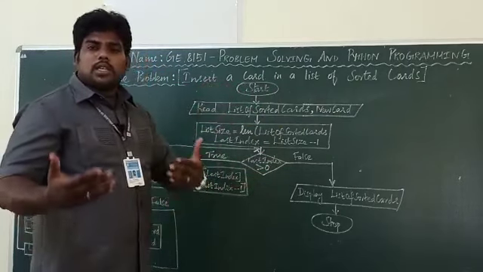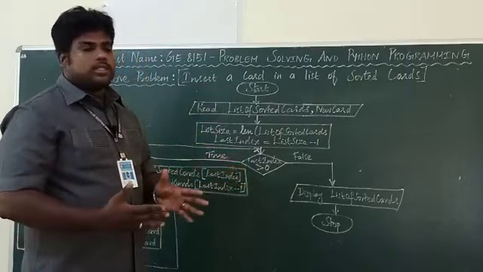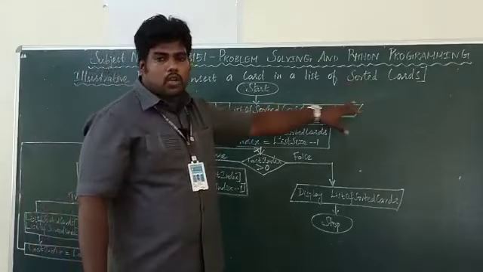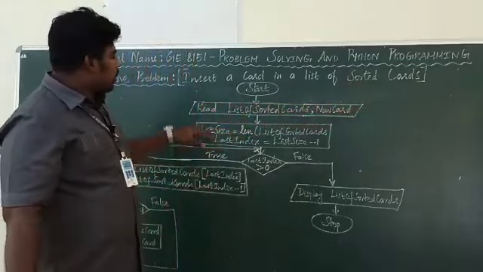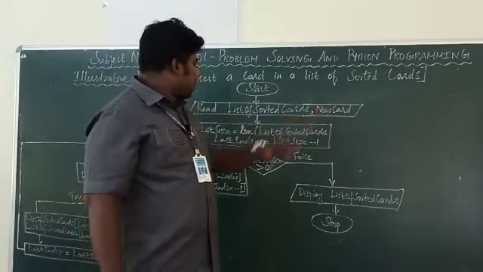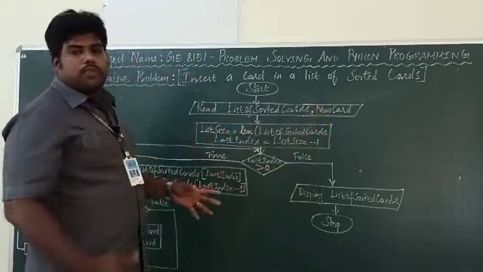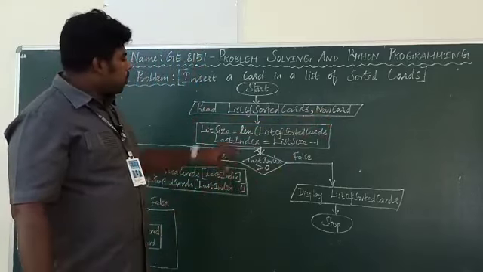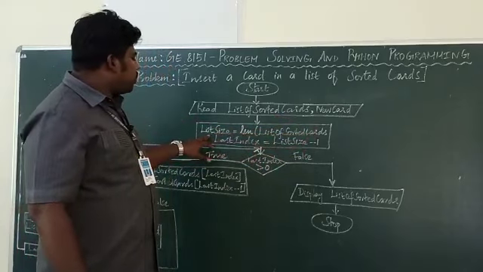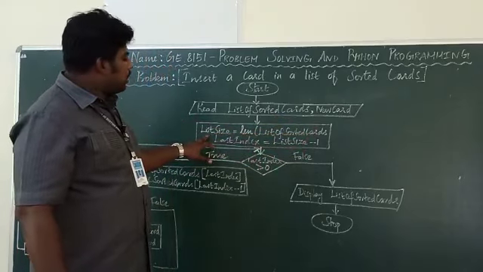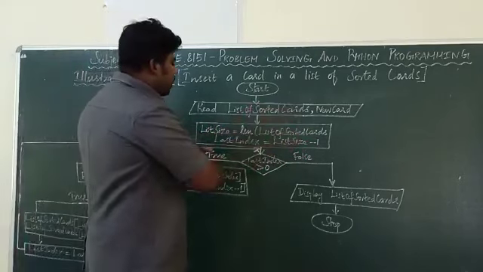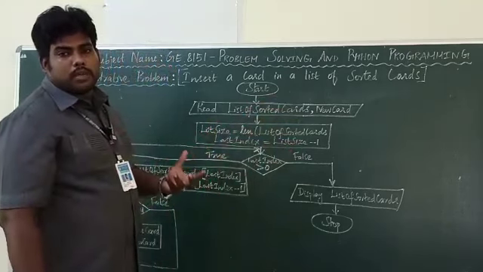You have to get the input of the list, that is the list of sorted cards as well as the new card. For that we put the parallelogram symbol, for getting the inputs. Then what's the next step? You have to find the length of the list. So the length of the list sorted cards will be assigned to list size: list size equal to length. Since you are finding the length of the particular list, it should be put in the rectangular symbol, that is the process symbol, for computation.